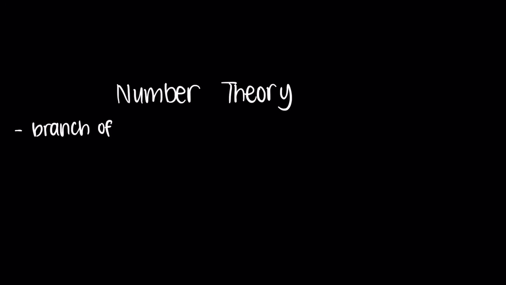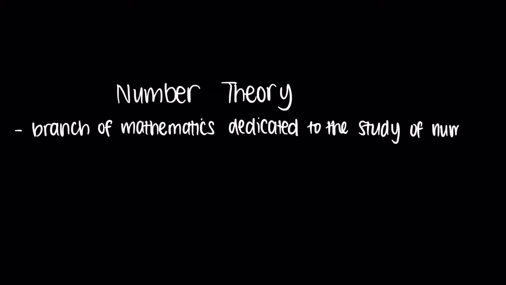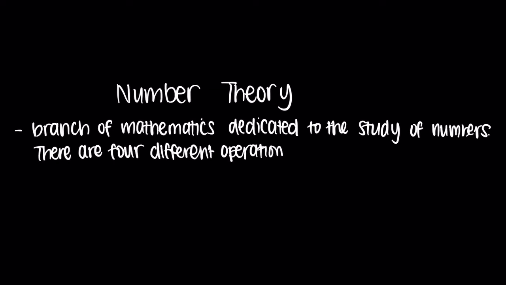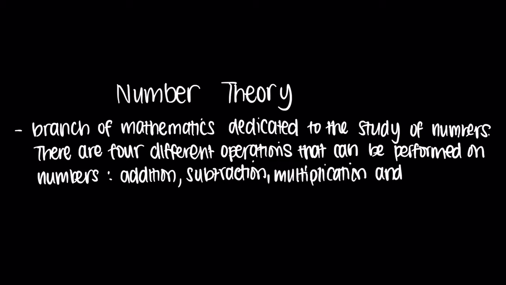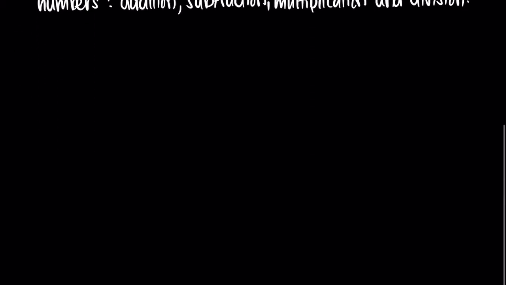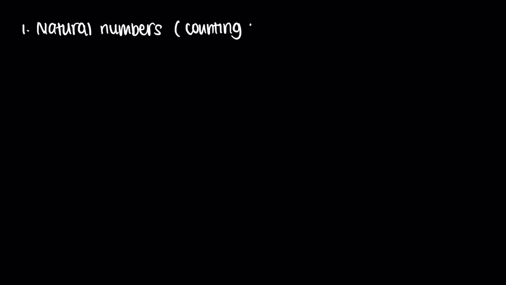Okay, so number theory is the branch of mathematics dedicated to the study of numbers. And there are four different operations that can be performed on numbers: addition, subtraction, multiplication, and division. Now, there are different kinds of numbers that these operations can be performed on, some that you should definitely be a little bit familiar with.